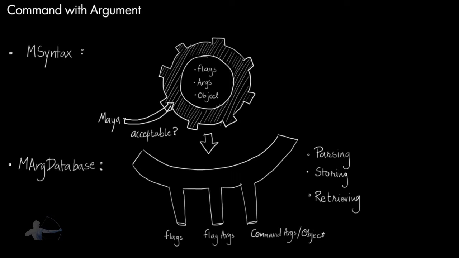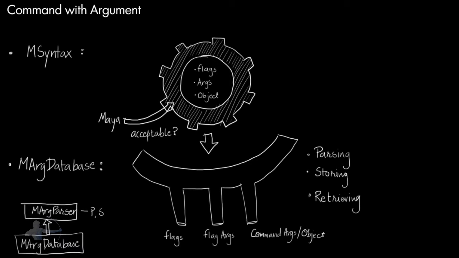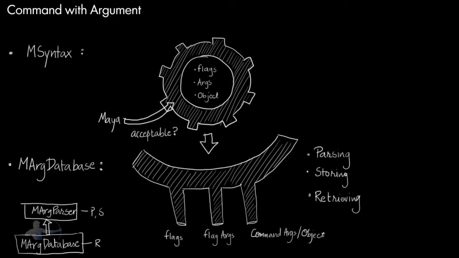If we take a deeper dive into MArgDatabase, we will see that it is derived from a class called MArgParser. This class has the capability of parsing and storing flag arguments and objects, and extending this, we get the capability of retrieving as well. So using MArgDatabase and MSyntax, we can receive the flags, arguments and objects, parse and store them, and based on those values perform certain operations.